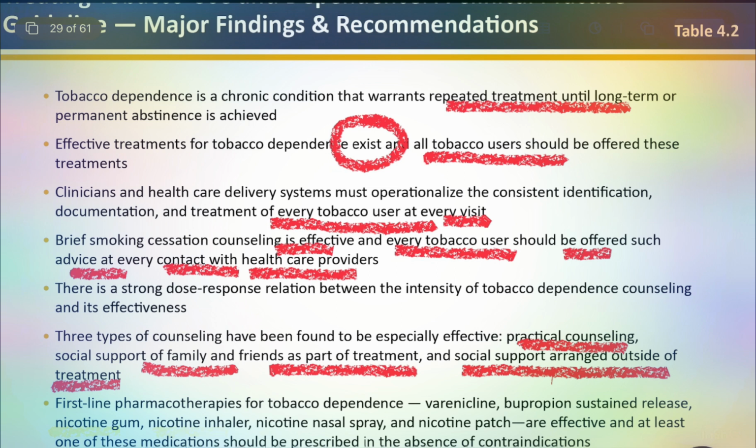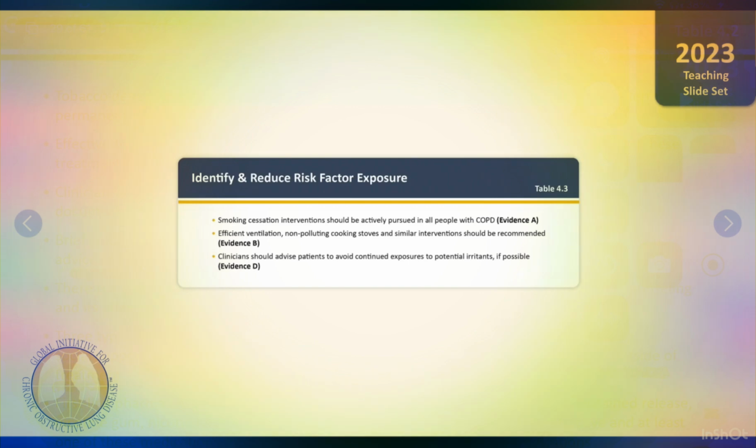Very, very important. After that, they are talking about how financial incentive programs for smoking cessation may facilitate smoking cessation. We should give them financial benefit also. Tobacco dependence treatments are cost effective interventions. Yeah, they are telling that we should identify and reduce risk factor exposure.